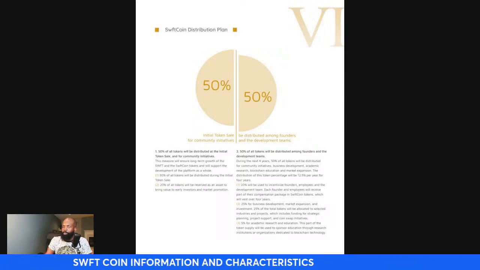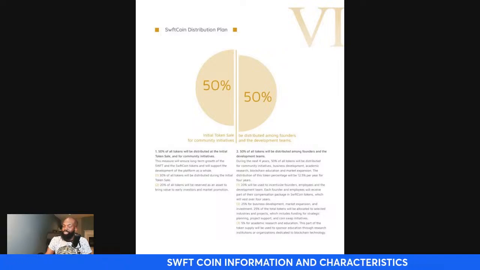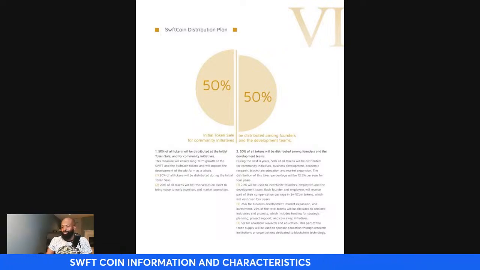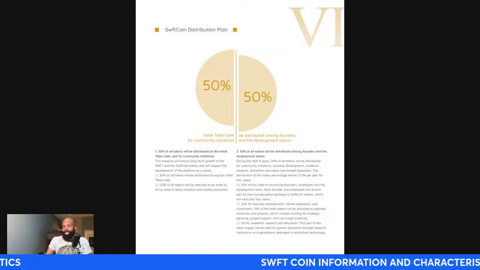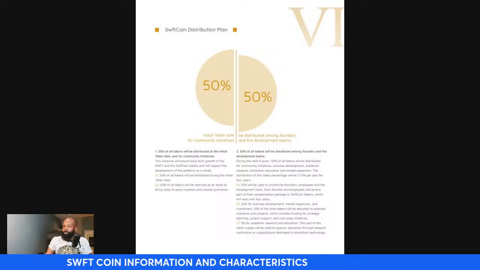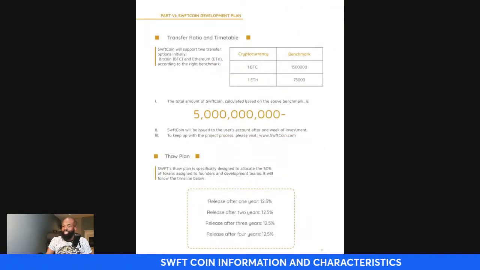25% for business development, market expansion, and investment. 25% of total tokens will be allocated to selected industries and projects, which includes funding for strategic planning. Oh my goodness, they said everything and they're doing it. Project support and coin swap initiatives. That's the MetaPath. That's the SWFT Coin. 5% for academic research and education. This part of the token supply will be used to sponsor education through research institutions or organizations dedicated to blockchain technology.